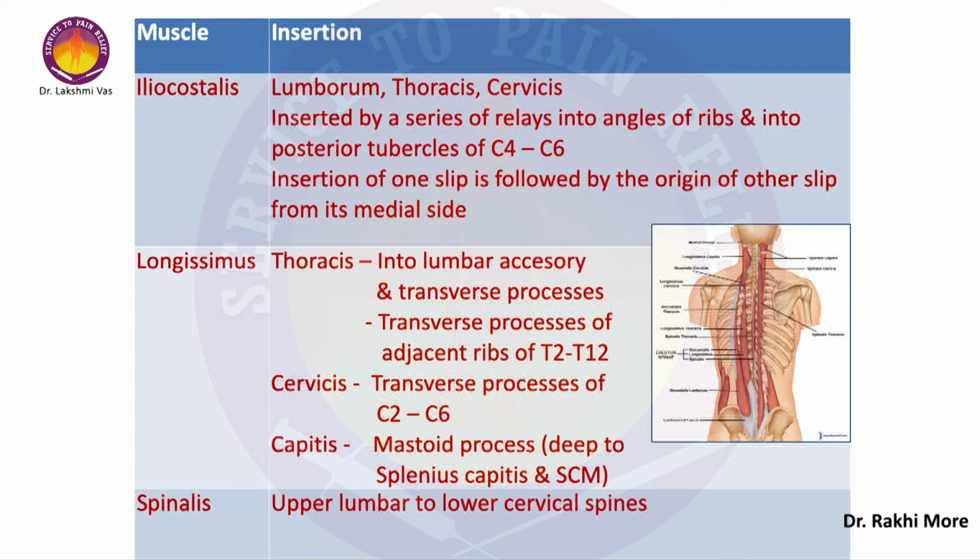Insertion of one slip is followed by origin of other slip from its medial side. The longissimus again is divisible into thoracis, cervicis, and capitis, and it is inserted into the lumbar accessory process and the transverse processes of the adjacent ribs of T2 to T12, and cervicis is inserted into transverse processes of C2 to C6, and capitis is inserted in the mastoid process deep to the splenius capitis and the sternocleidomastoid muscle. The spinalis is inserted in the upper to the lower cervical spines.